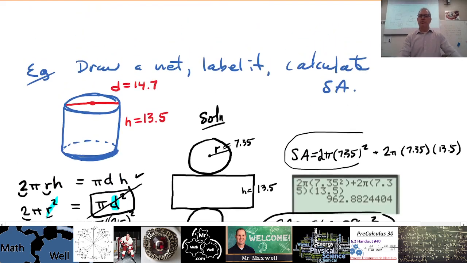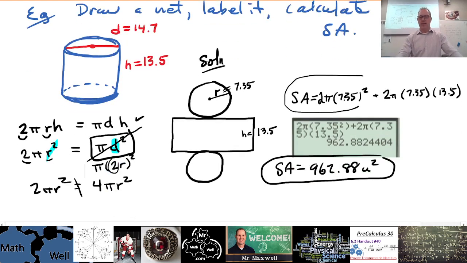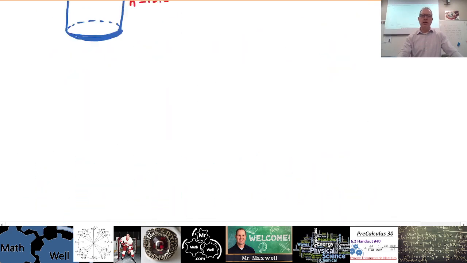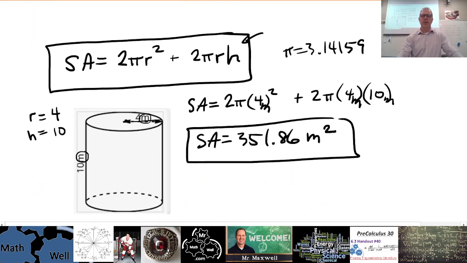Okay, so you guys are pretty confident about cylinders now? 2 pi r h is the wraparound part, and it looks like a rectangle. So once again, this surface area formula, super important. Make sure you have that written down, and make sure you know how to use that.